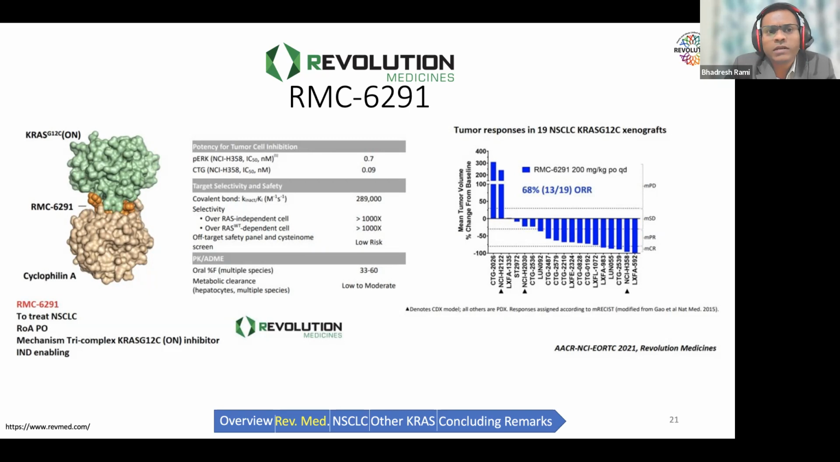So it's a covalent on state inhibitor, which also prevents the downstream signaling through the GTPase activating domain, GAP activation. So it's two-step inhibition, and that's also showing up in the tumor responses in the xenograft model. So really fingers crossed for this mechanism. We will see more as we go forward.